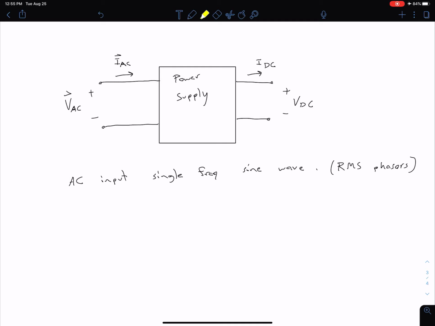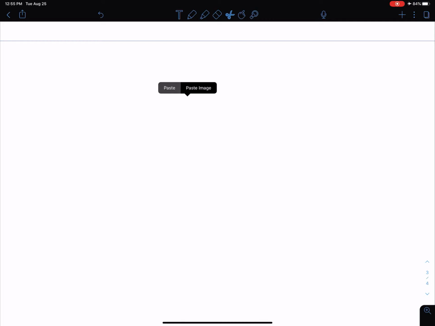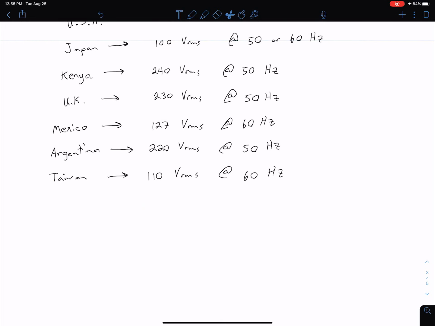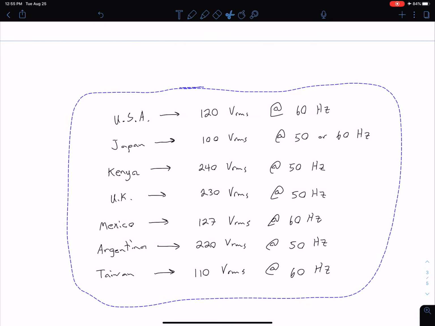Before we move on to look at the efficiency of this system, a quick design note. If we're considering this input AC side, we need to be aware that there are different AC voltages and frequencies depending on the place that you're designing for. What do I mean by that? I mean in different countries. I gave the example of using a wall outlet. Well, depending on what country you're in, that wall outlet might be a different value.